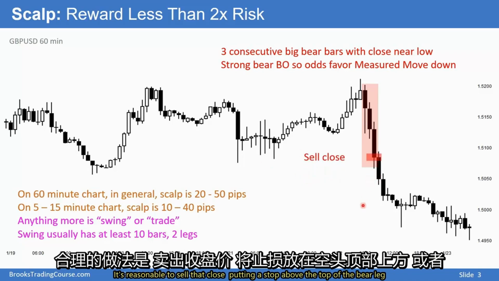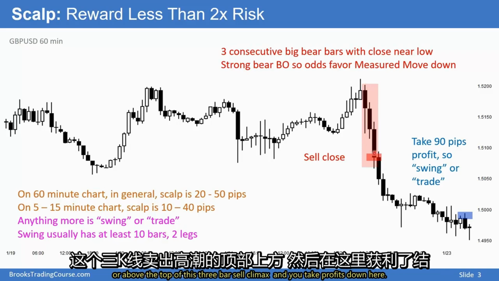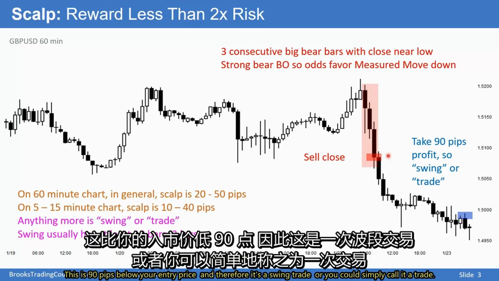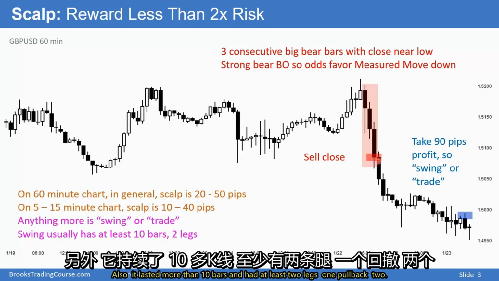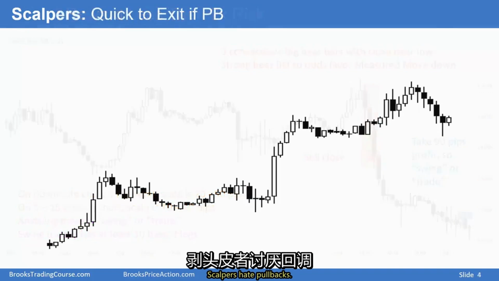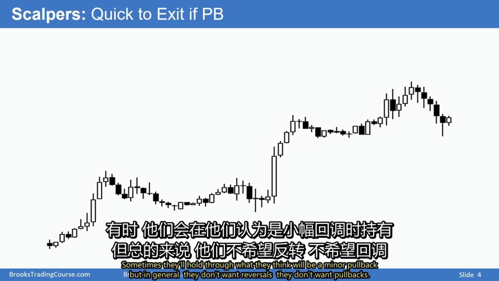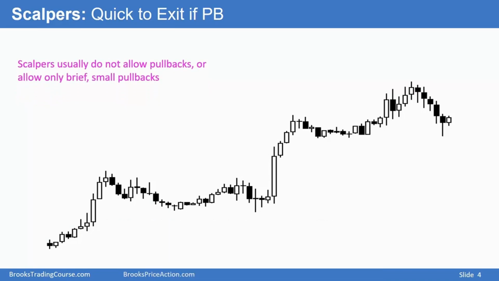It's reasonable to sell that close, putting a stop above the top of the bear leg or above the top of this 3-bar sell climax, and you take profits down here. This is 90 pips below your entry price, and therefore it's a swing trade, or you could simply call it a trade. Also, it lasted more than 10 bars, and it had at least 2 legs, 1 pullback, 2. Scalpers hate pullbacks. Sometimes they'll hold through what they think will be a minor pullback, but in general, they don't want reversals. They don't want pullbacks.